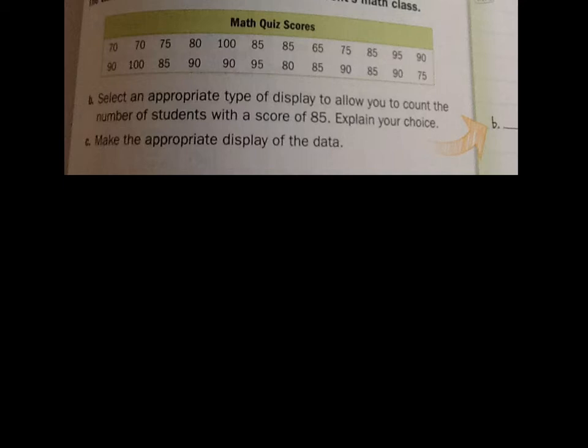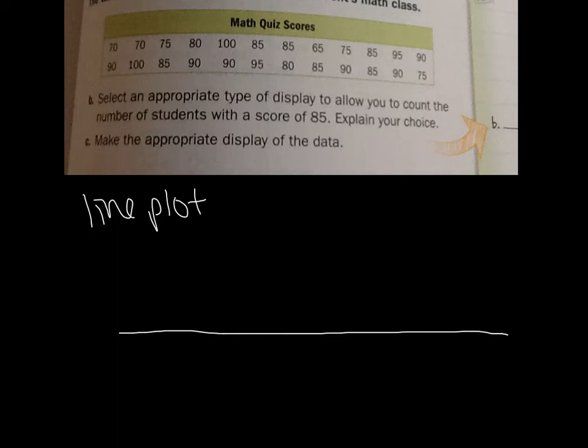So if I'm looking at this display and they want to know a certain number, if I go back to my statistical displays chart, whenever it wants to know how many times a number occurs, it says we should use a line plot. So let's do that. So I decided that I'm going to use a line plot. And now we need to make the line plot. So let's write down the numbers we have.